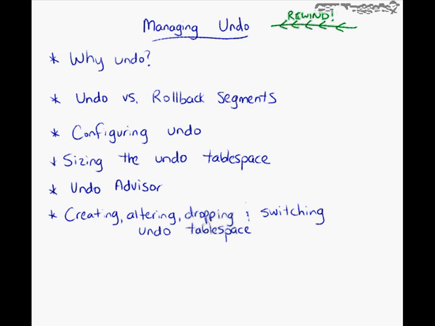We're also going to discuss sizing the undo table space. If you're getting a lot of snapshot too old errors, this is definitely related to the sizing of the undo table space. So I'll show you how to avoid that error. And then the last thing we'll talk about is how to create, alter, drop, and switch your undo table spaces.